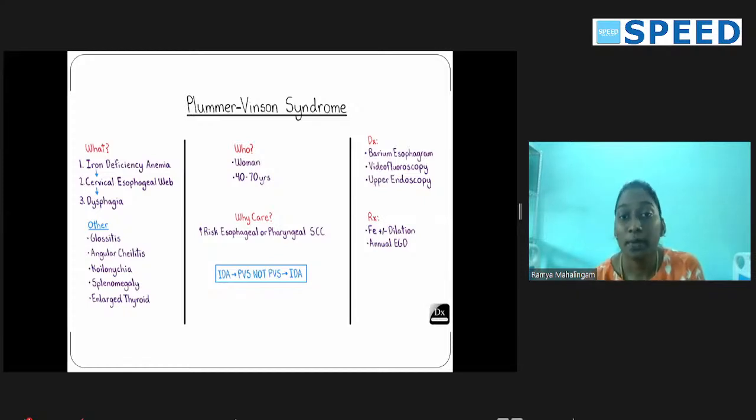Women are more commonly affected, and patients aged 40 to 70 years are more commonly affected. You can always go with an endoscopy to identify the condition, then treat with the iron supplements and also with some surgical procedures.